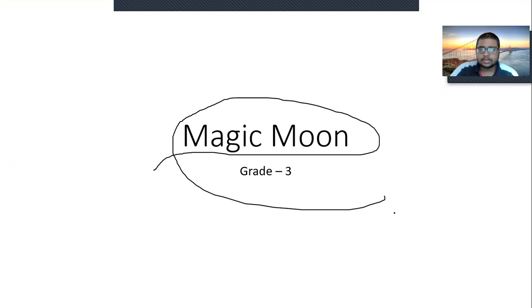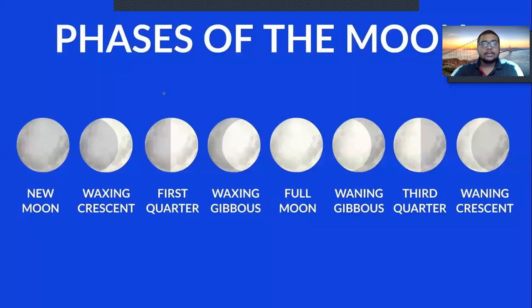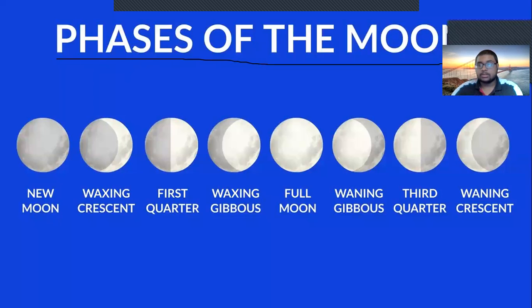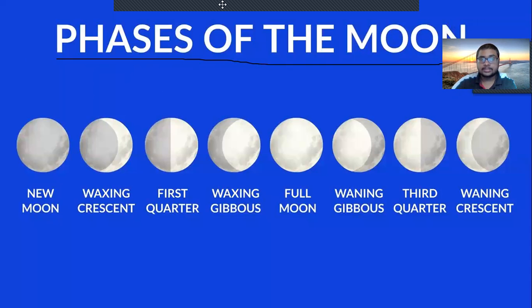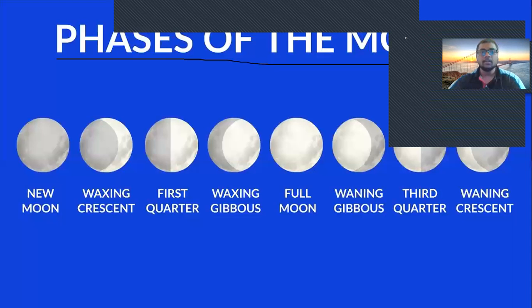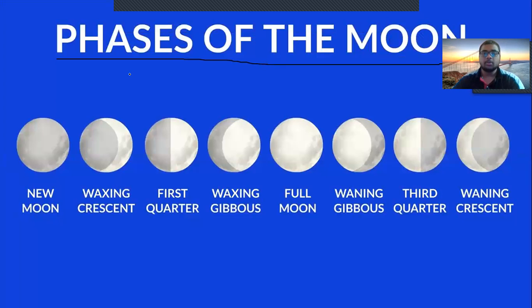You might have wondered what this is. Why is the moon in a different shape today? We will answer these questions in this session. The thing is, there are different phases of the moon. Those are called phases of the moon. When you see the clear night sky, you see the moon, but there are different shapes of the moon also.